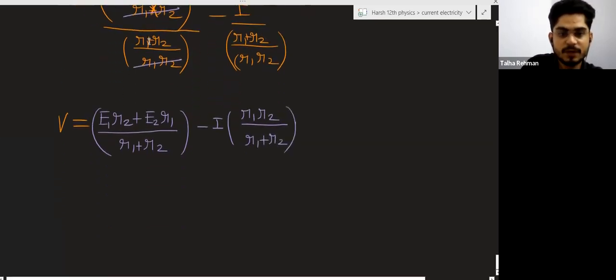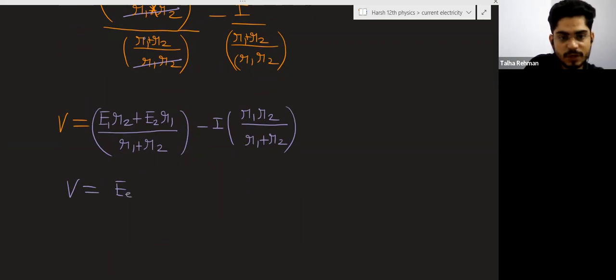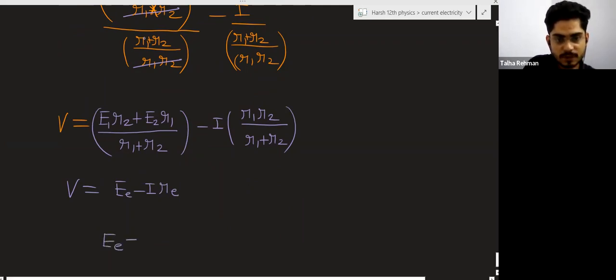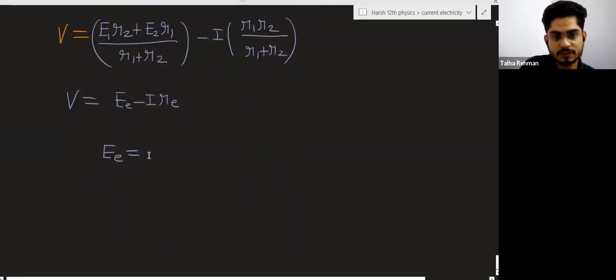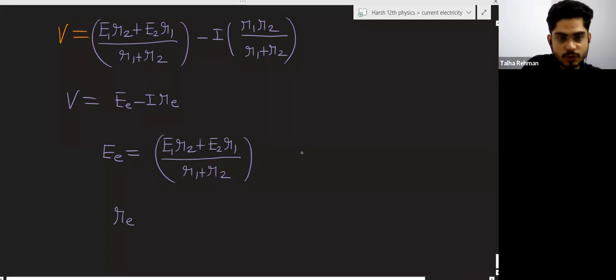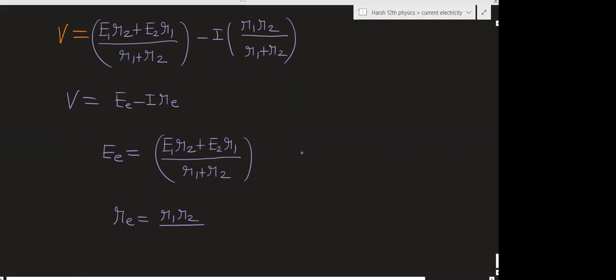Now you can compare this equation with this equation. V is equal to E equivalent minus I into R equivalent. So what is the value of E equivalent? E equivalent is this. When you compare both the equations, you will get the equivalent as this. And R equivalent, when you calculate, you will get R1 R2 divided by R1 plus R2.